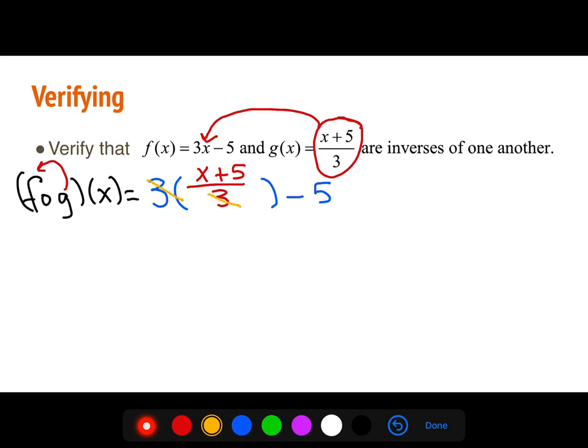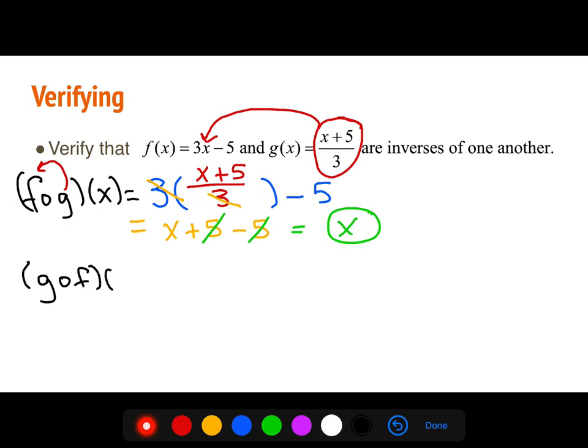So f is 3 times x minus 5. And then we're going to stick good old g in there. And then we're going to simplify using just algebra. Well, you know from middle school that a 3 on the outside and a 3 on the inside, one on top, one on bottom, those are cross-canceling, and that means they go away. So I just have x plus 5 on top and minus 5 outside. 5 and minus 5 makes 0, so I'm left with x.